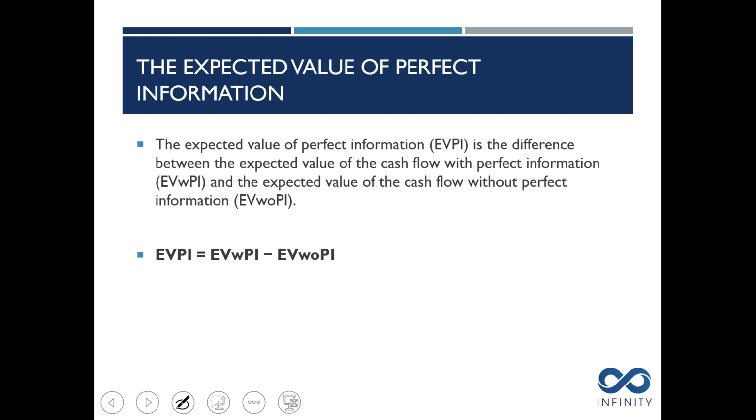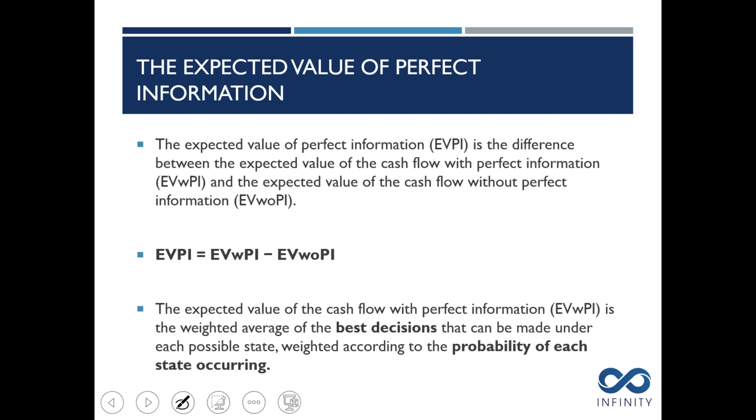The expected value of perfect information is calculated by considering two things. One is expected value with perfect information and the other is expected value without perfect information. The difference between these two is what we call the expected value of perfect information. So expected value without perfect information we already calculated. That's the expected value we calculated in the previous slide. We don't have perfect information there.